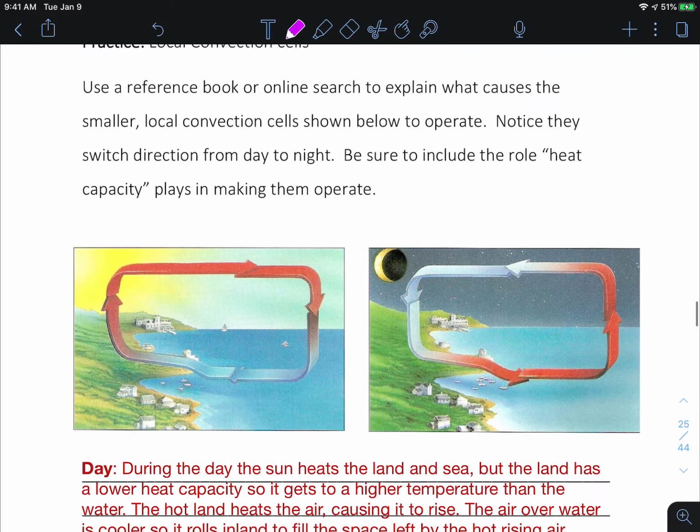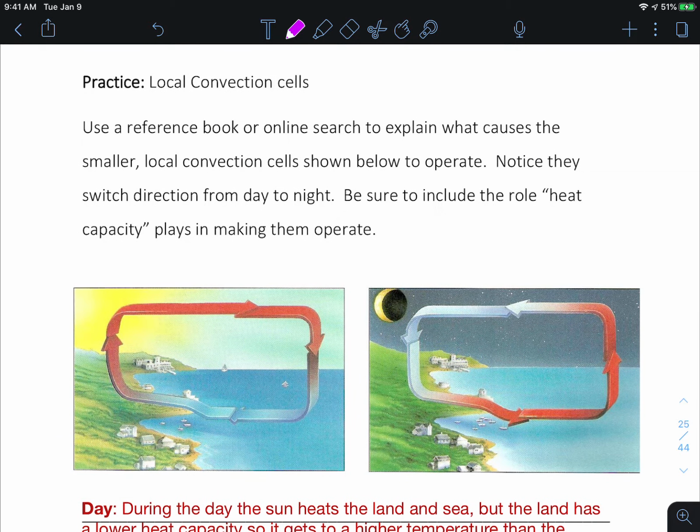I do want to talk last thing about a local convection cell. This type of cell can also happen on a smaller scale, like in a single location. If you ever grew up on a shoreline or you spent a lot of time on the shore, you might know that the wind changes direction throughout the day.